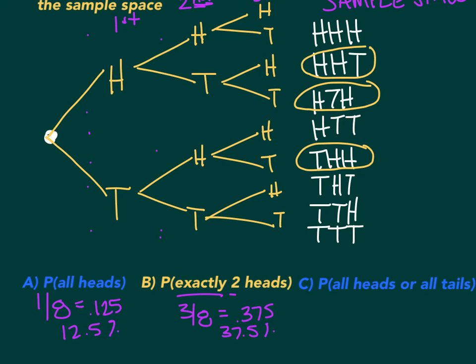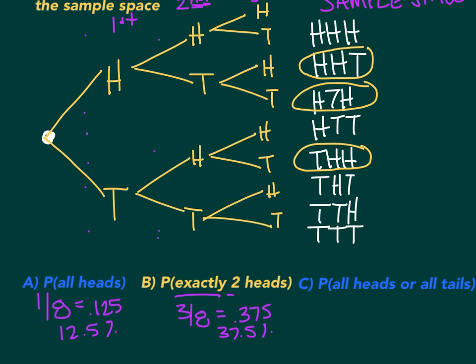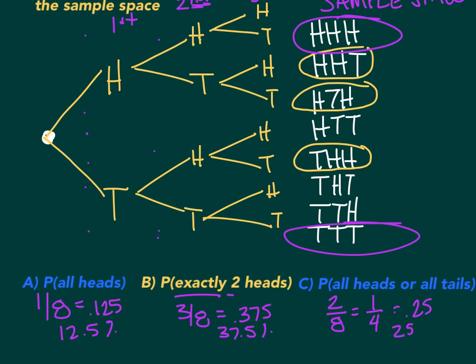Lastly, question C. What is the P for probability? Remember, probability of all heads or all tails. So as I'm scanning this time, I need to see 3 H's or 3 T's. So I'm going to circle, whoops, in purple now. I would say I see 3 H's there and 3 T's here. So the probability of either all heads or all tails, I would just say is 2 out of 8. Which is, of course, 1/4, 0.25, or 25%.